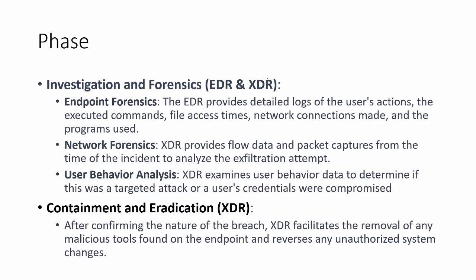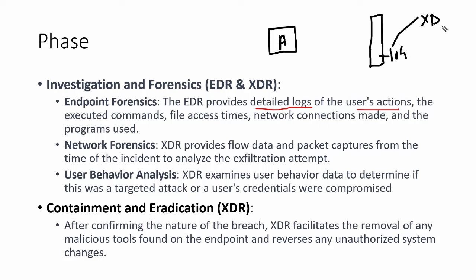Further, after blocking that particular activity, next we do the investigation. We have a forensic process where the EDR provides detailed logs. Here it is clearly mentioned: detailed logs of the user actions, which commands were executed, file access times, and network connections. Network forensics is also initiated, so XDR provides the flow data packets from the system. So here we have a system, and here we have a firewall. The firewall has logs, and the logs provide the information to XDR.